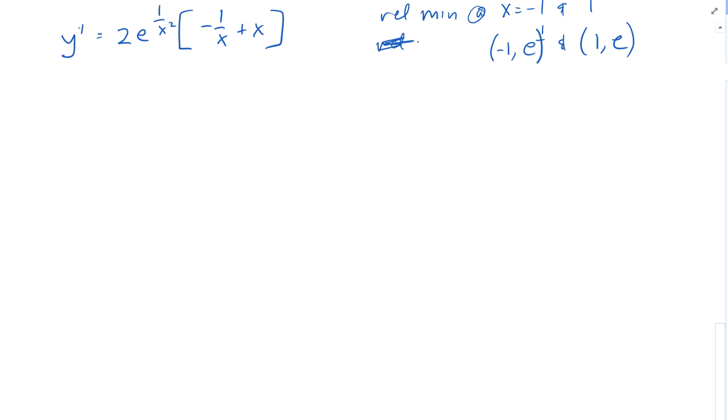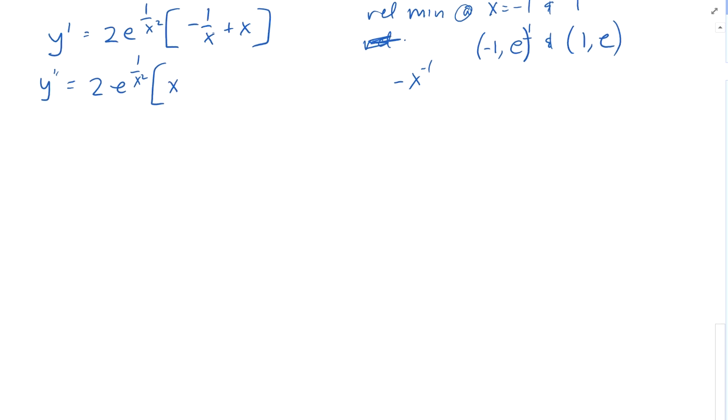So we've got to take the second derivative. y double prime equals first, 2e to the 1 over x squared times the derivative of the second. So think of this as negative x to the negative first. So the derivative of that is going to be... I just have to take the derivative of each one individually, but the second is the whole thing.